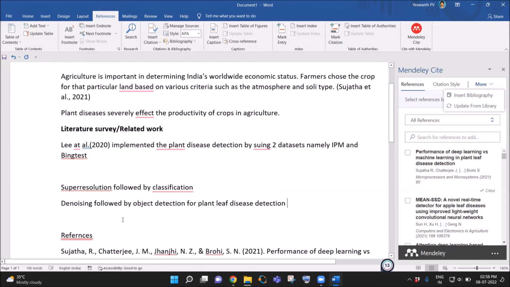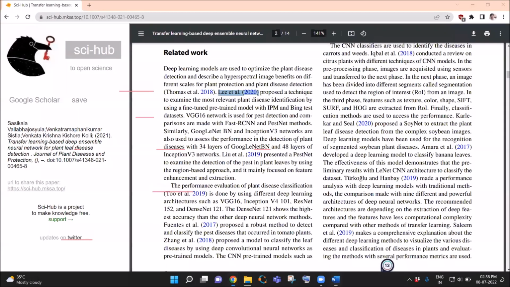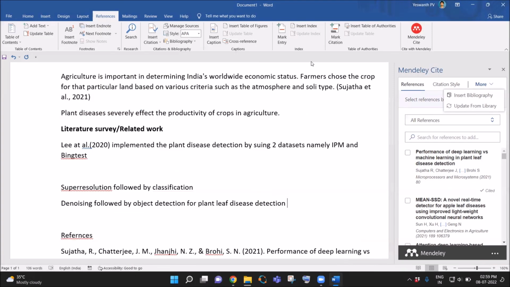Here in this paper we are using a novel technique like that. And in the literature survey we can write what are the recent techniques that have been used for denoising, and what are the different object detection techniques which are being used now. You can quote that. If you read 1, 2, 3 papers, you can understand. This is how we can write the introduction and literature survey.